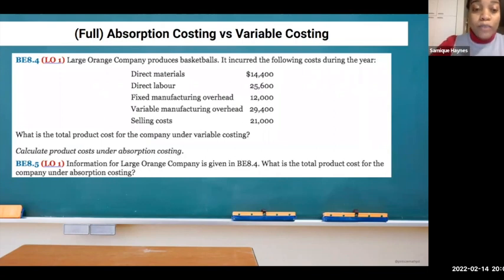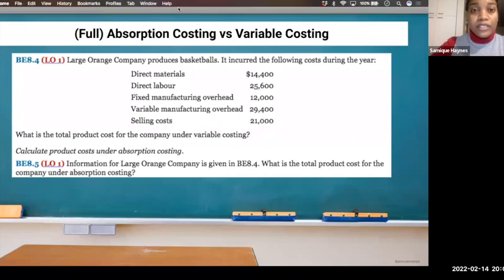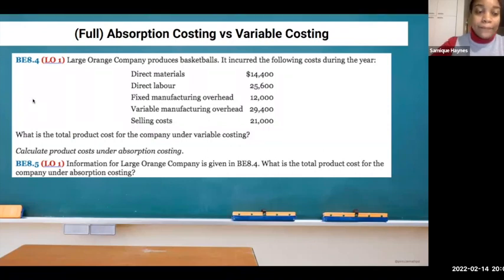So what is the total product cost for the company under variable costing? Look at this question here. You're going to have an opportunity now to calculate the variable cost in this company. So please go ahead and drop your figures in the chat. I think many of you understand it now. We spent a lot of time, but it was for a good cause. What is the product cost under variable costing?